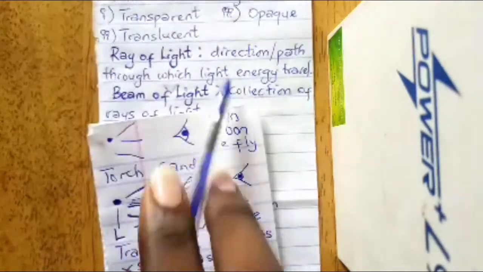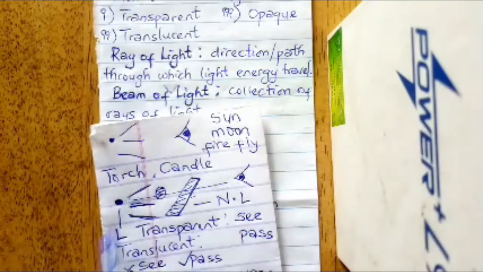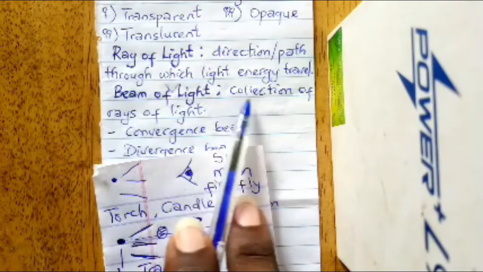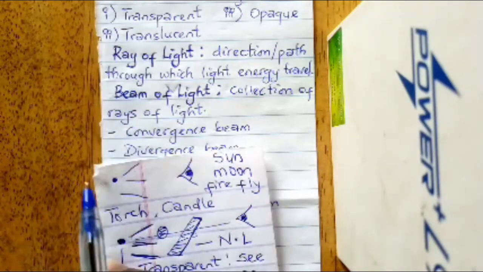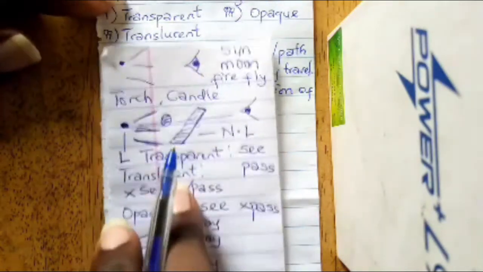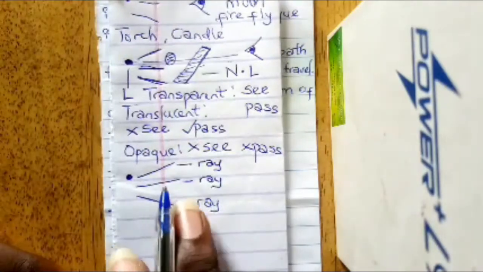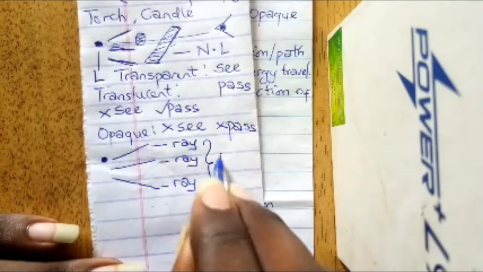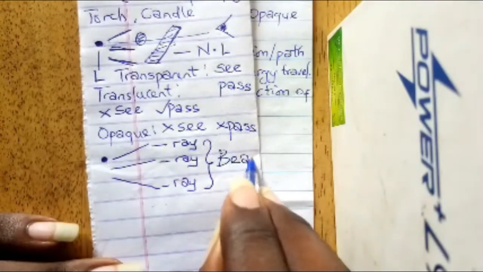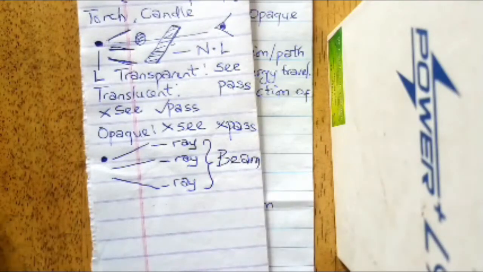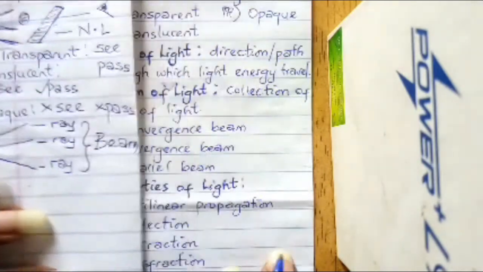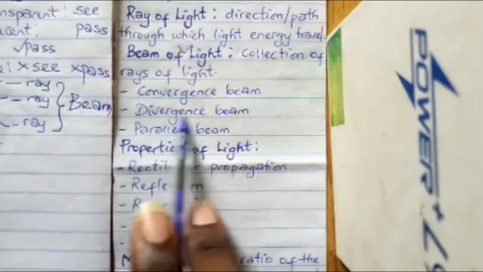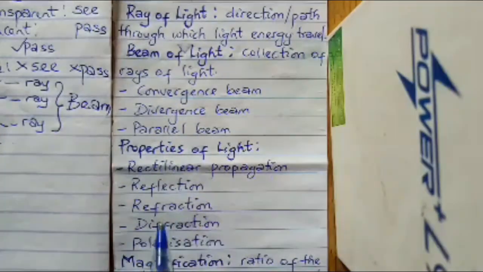So a ray of light is the direction or path through which light energy travels, whereas a beam of light is the collection of rays of light. So when we say a ray of light, it is the simple path through which light energy travels. The collection of light rays is what gives us a beam. So we have different types of beams. We have the convergent beam, the divergent beam, and parallel beams.